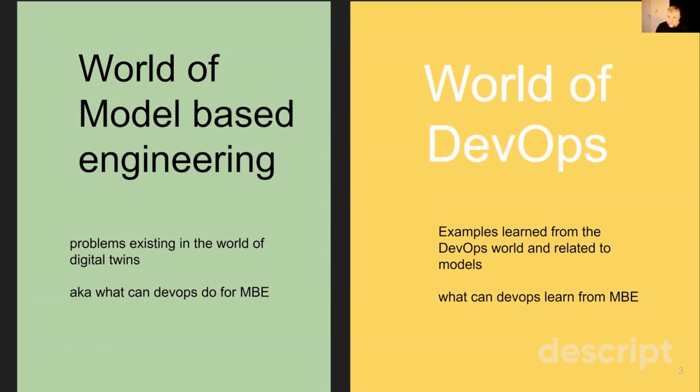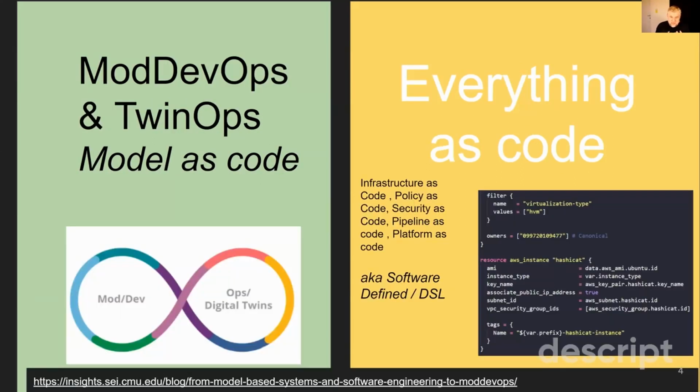So there are two ways of looking at this. I'm looking at it mostly from the world of DevOps because that's the world that I know best, but I'm trying to imagine and put this in the context of the world of model-based engineering. A lot of the examples are things that we learned in the DevOps world, and I think they can be related to models.